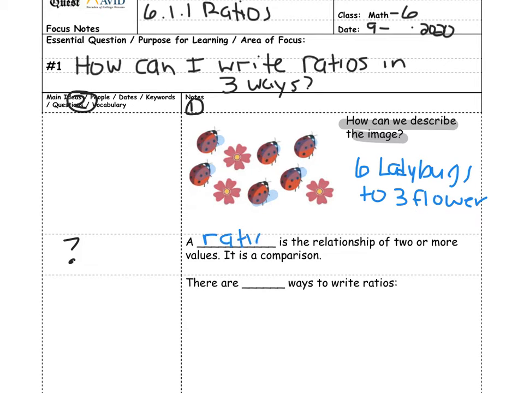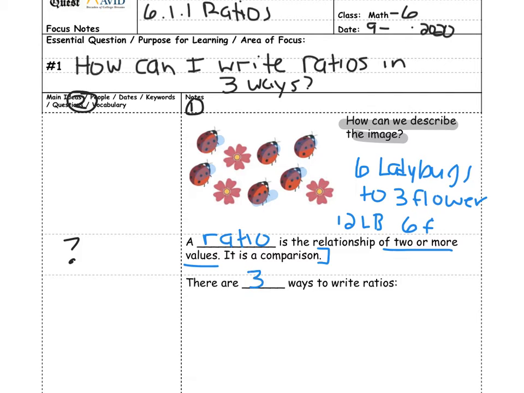So a ratio is the relationship of 2 or more values or quantities. It's a comparison. For every 6 ladybugs, you have 3 flowers. So if I had 12 ladybugs, for every 6, there's 3. So I have another 6. So there would be another 3. So 12 ladybugs to 6 flowers. So it's a comparison.